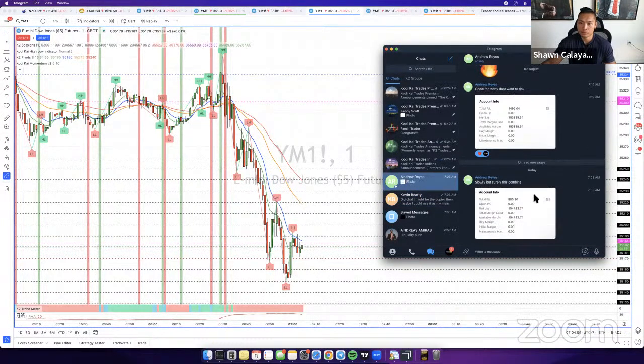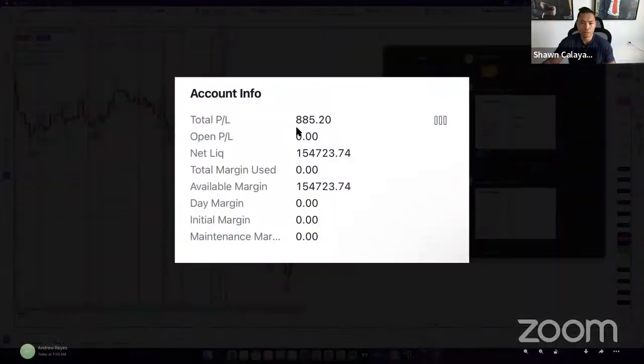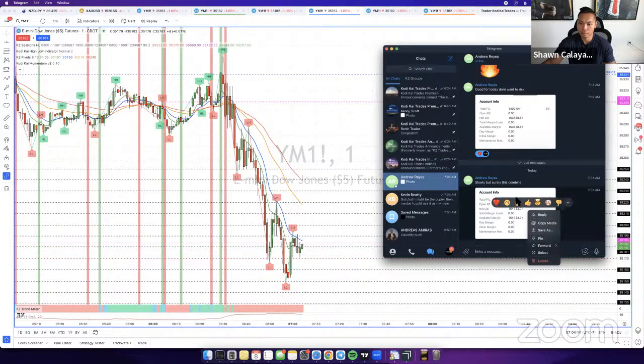We got some more profits over here from Andrew. So Andrew locked in a total profit of 885 for the day. Nice work, Andrew. Looks like he probably caught some of those liquidity pushes. So solid work right there.